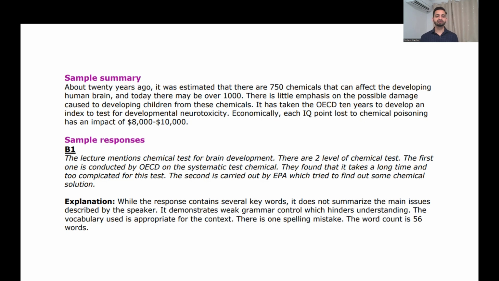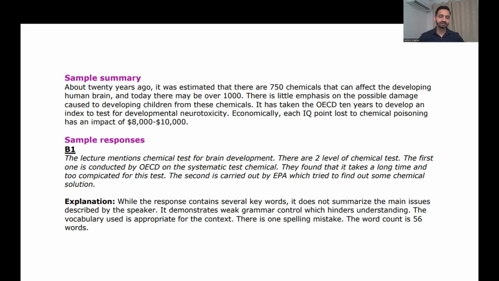B1 response. The lecture mentions chemical tests for brain development. There are 2 levels of chemical tests. The first one is conducted by OECD, and on the systematic test chemical, they found that it takes a long time and too complicated for this test. The second is carried out by EPA, which tried to find out some chemical solution. Quite a lot of incorrect information here, as you can see.